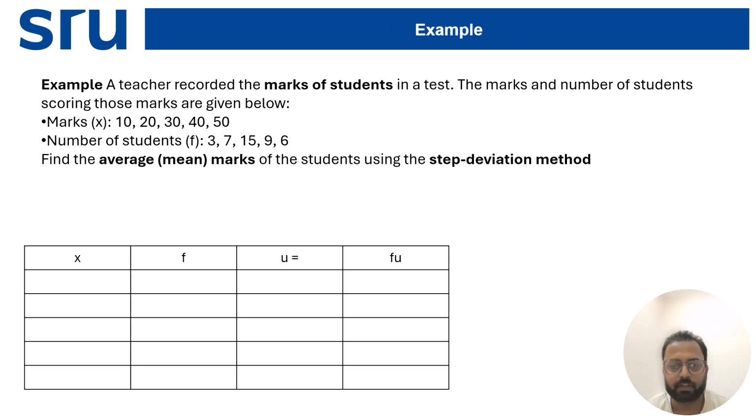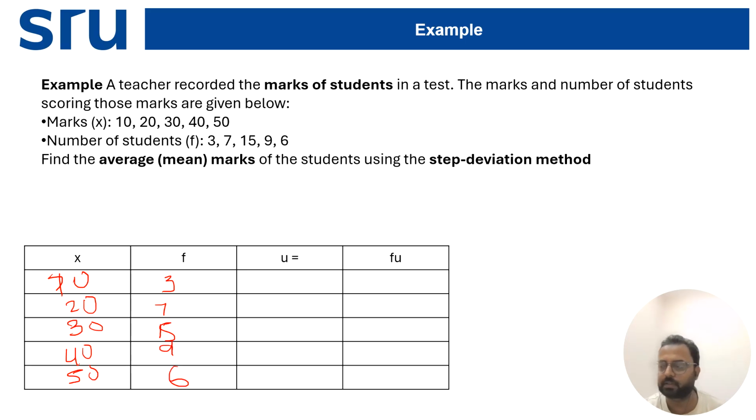Now come to the first problem based on this method. A teacher recorded the marks of students in a test. The marks and the number of students scoring those marks are given below. Here x is 10, 20, 30, 40, and 50, and the frequencies are 3, 7, 15, 9, 6.